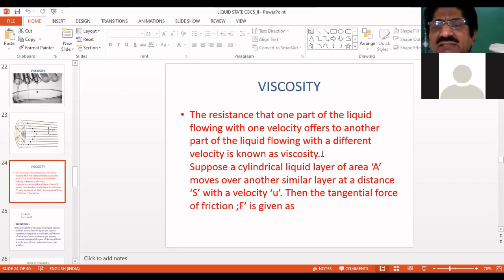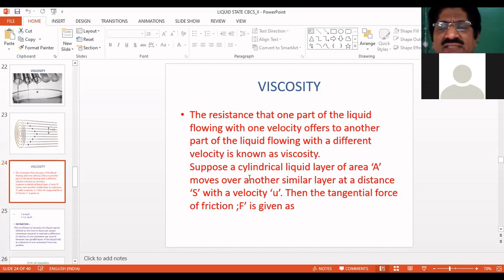This is the resistance that one part of the liquid flowing with one velocity offers to another part of the liquid flowing with a different velocity, and this is because of what is called the tangential friction between the layers of the liquid, where one layer tries to resist the flow of another layer. This is generally what we call viscosity.